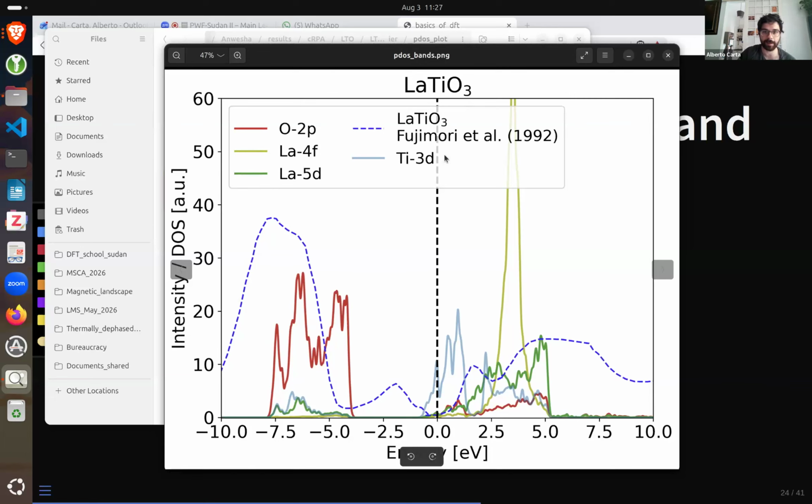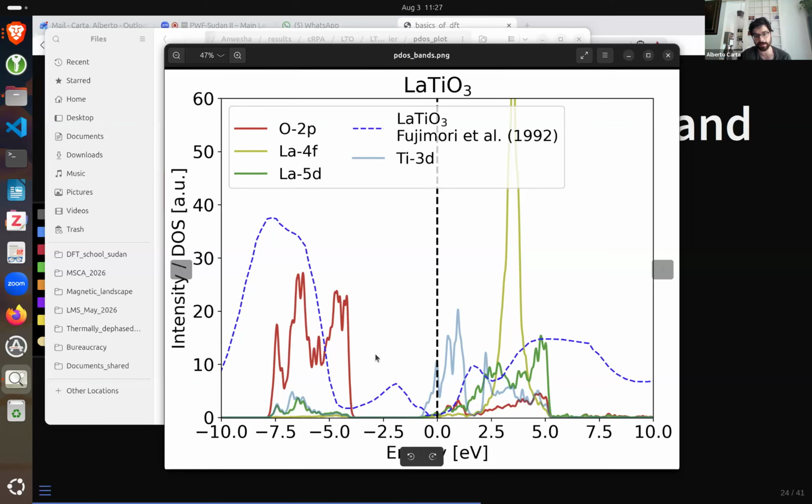Then we're going to have titanium around the Fermi level. These are the titanium states, and then we're also going to have lanthanum states above the titanium states. So for more complicated systems, you're going to get more complicated plots, as you can see here. If you study real materials, this is how the majority of the density of states is going to look.